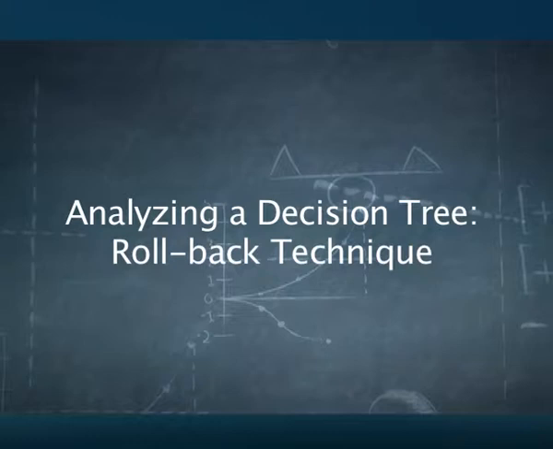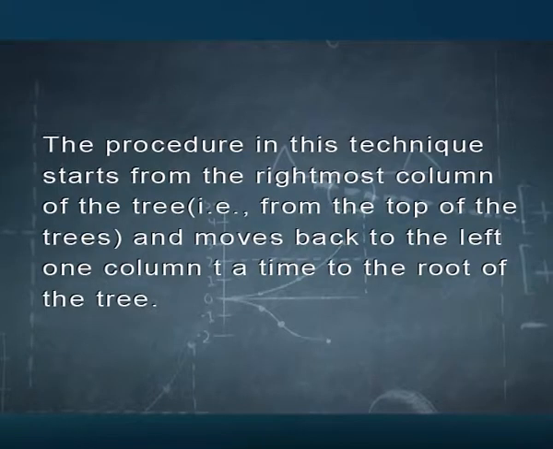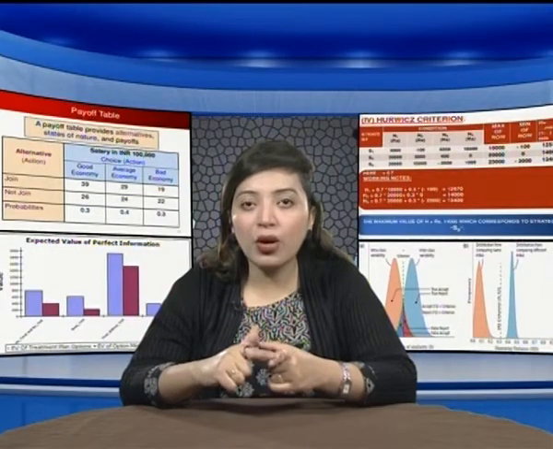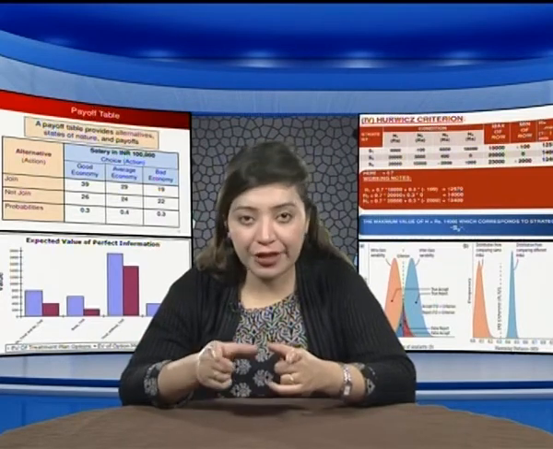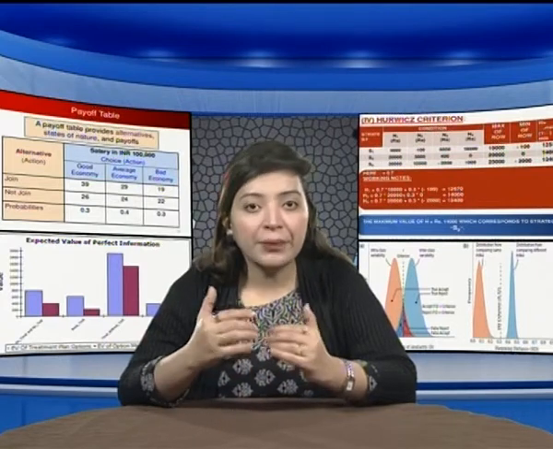Analyzing a decision tree: the rollback technique. A decision tree can be analyzed using a technique called the rollback technique. The procedure starts from the rightmost column of the tree, that is, from the top of the tree, and moves back to the left, one column at a time, to the root of the tree. Thus, in this rollback technique, by working from right to left, we make the future decision first and then roll them back to become part of the earlier decisions.